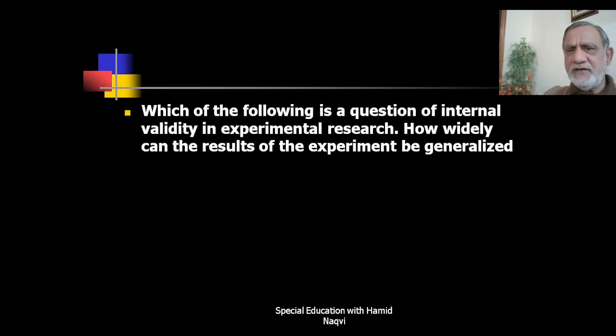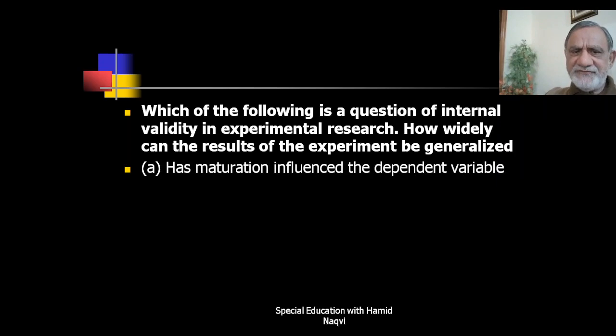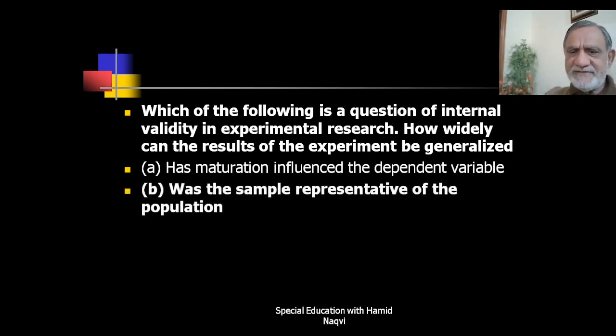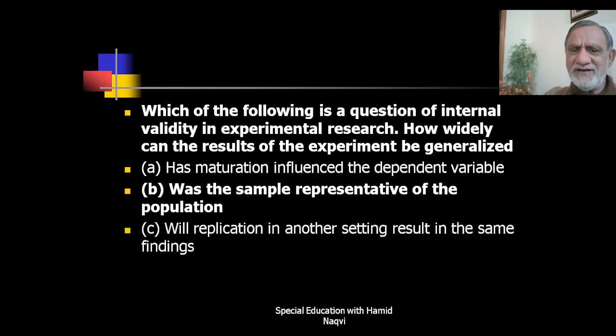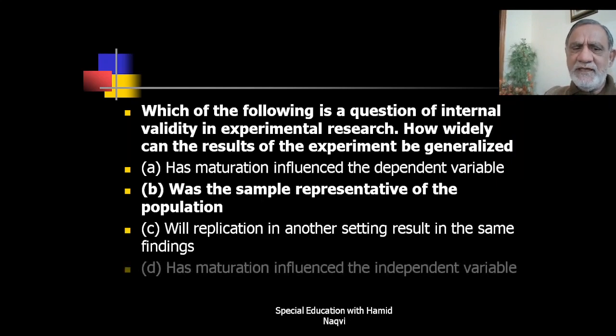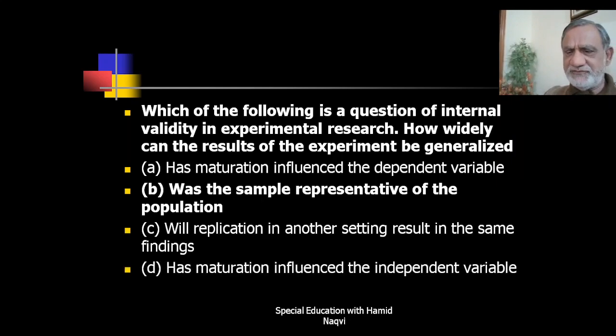Which of the following is a question of internal validity in experimental research? How widely can the results of the experiments be generalized? Has maturation influenced the dependent variable? Was the sample representative of the population? Will replication in another setting result in the same findings? And has maturation influenced the independent variable? Correct is: was the sample representative of the population?